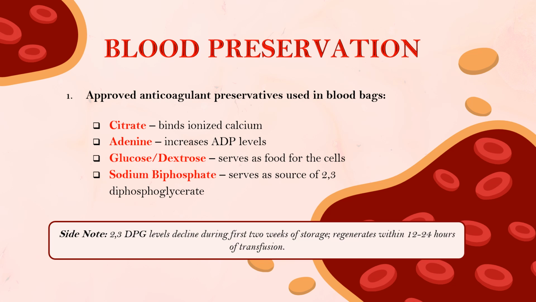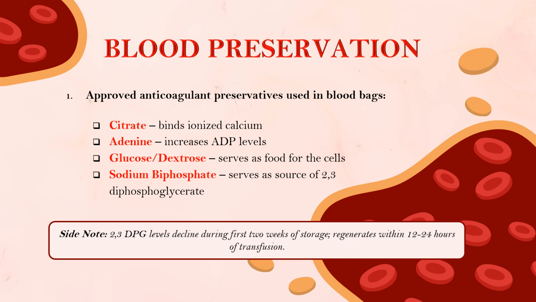And remember also from our lesson 1 discussion that 2,3-DPG is highly correlated with your pH, which pertains to your oxyhemoglobin dissociation curve. During storage, however, take note that your 2,3-DPG levels actually decrease during the first 2 weeks of storage, but will regenerate within 12 to 24 hours of transfusion.